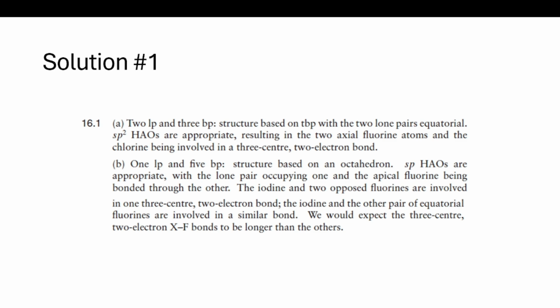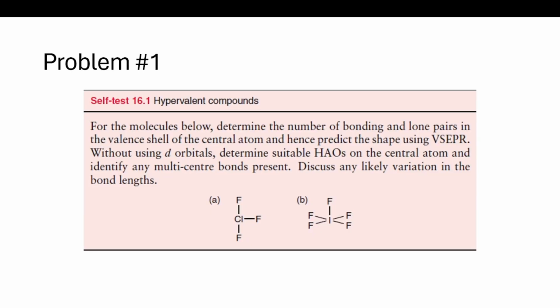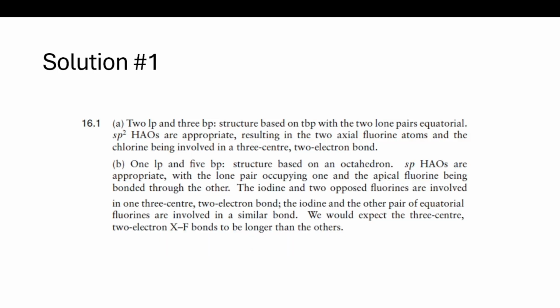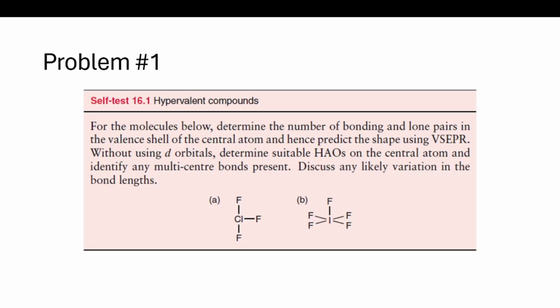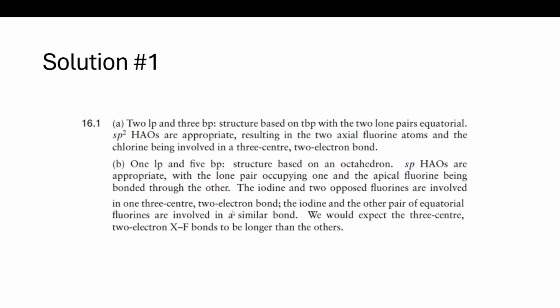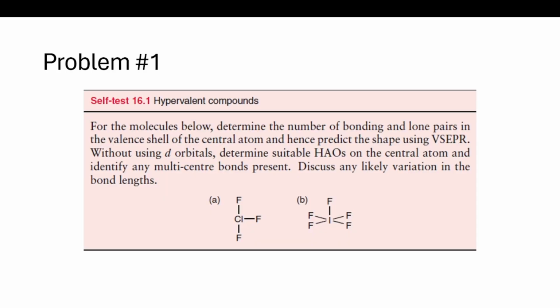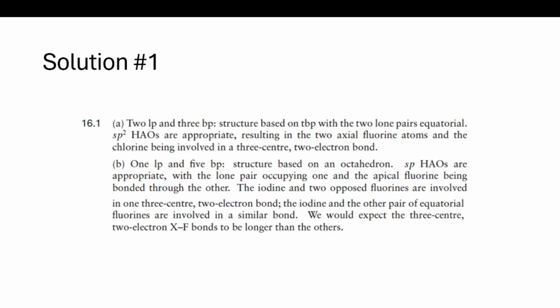Alright, so going on to the solution, take for example this interhalogen compound, ClF3. According to VSEPR, we're going to have 3 bonding pairs, as shown in the bonds here, and 2 lone pairs on that central chlorine atom. Now, we can also describe this bonding using sp2 hybrid atomic orbitals. And in fact, we can also describe the chlorine as being involved in a 3-center 2-electron bond. Another way to reference this 3-center 2-electron bond is a banana bond.